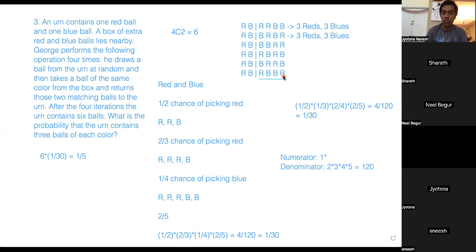What about the numerator for the second red one? What should its numerator be? 2. Why? Because we already have a red. We only need one more. Yes, you're right. So when we think about the second red here, let's say the first one was a red. There is going to be a second red somewhere here, right? It'll be in the second, third, or fourth position.